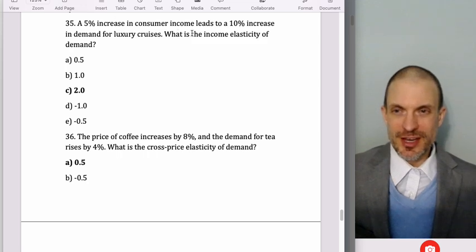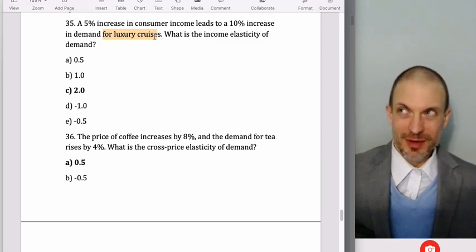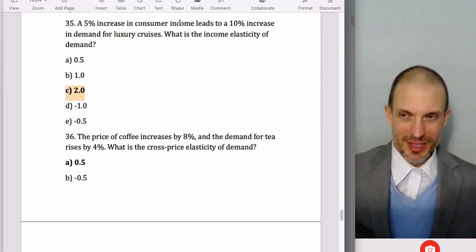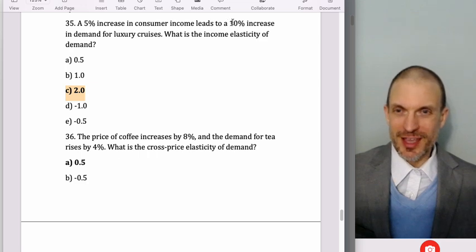A 5% increase in income leads to a 10% increase in demand for luxury cruises. What's the income elasticity? One thing you could do, if you trust the good, is that a luxury cruise is going to be a normal luxury, right? This is an income elastic normal good. Then we're looking for a positive income elasticity that's bigger than 1. There's only one option, so that's C. The better way to do this, because we really have to calculate this from the numbers, is to divide 10% by 5%. Yeah, it's 2.